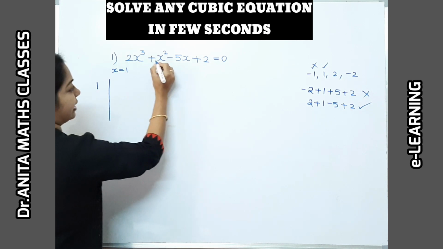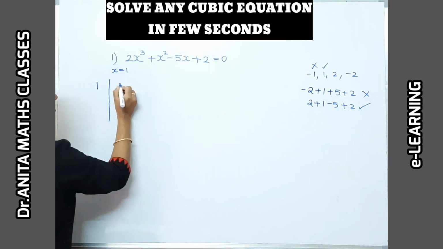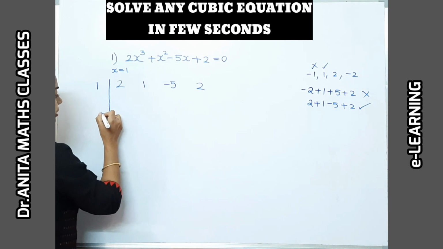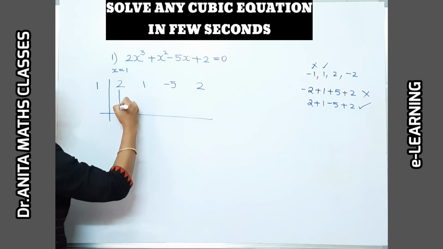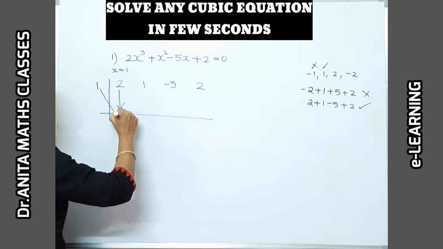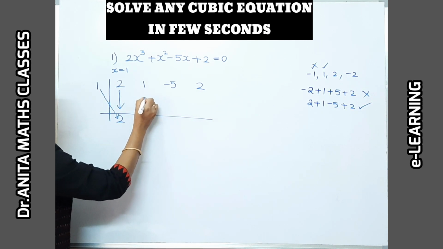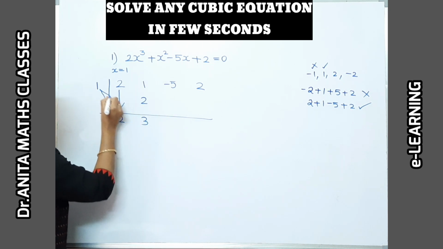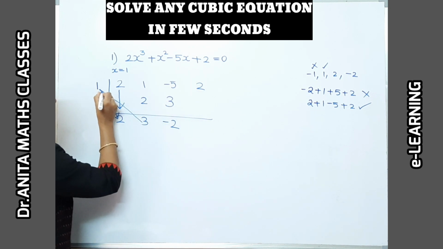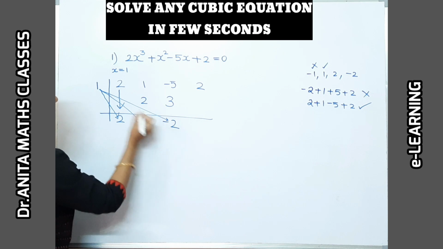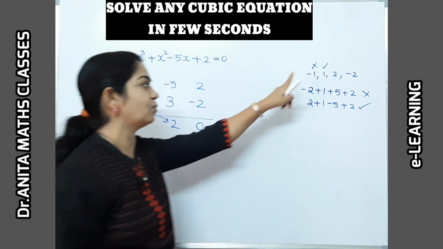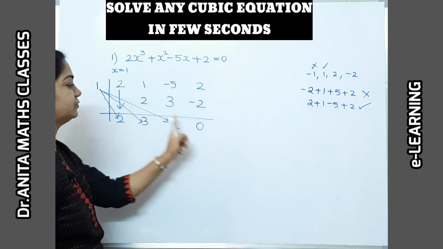Okay, so let me write the coefficients first. Just the coefficients here, 2, 1, minus 5 and the constant here. Now what we have to do, just drop the first one as it is. Now diagonally multiply it. 1 into 2 comes to 2 here. So that comes to 3. Again multiply it diagonally. So that comes to 3. So minus 2 you get. Again multiply diagonally. You get minus 2. So minus 2 plus 2 is 0. Obviously you will be getting 0 because we got 1 as the factor, so if you are substituting, you will be getting 0.